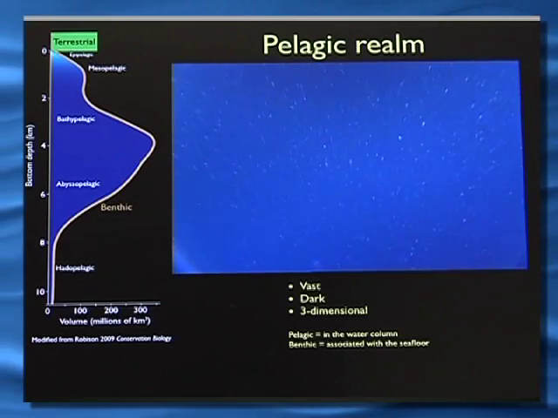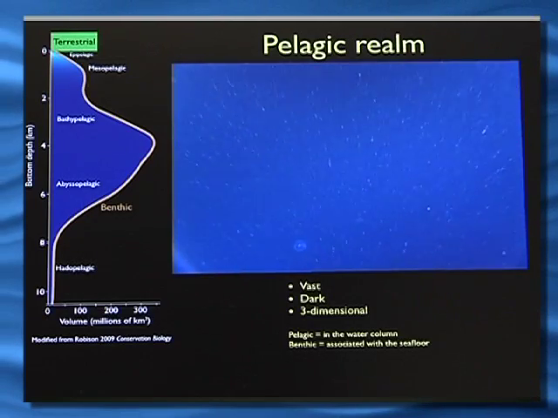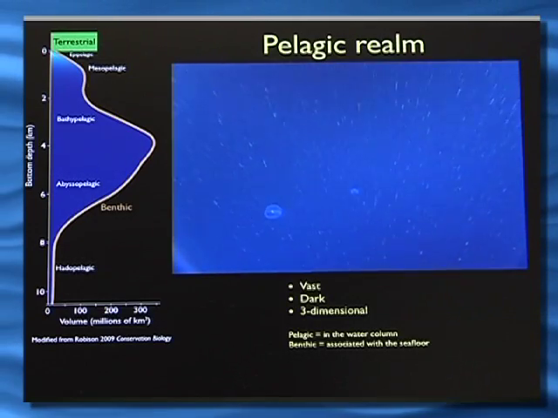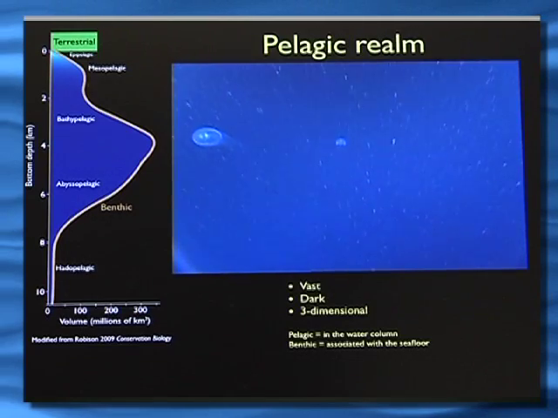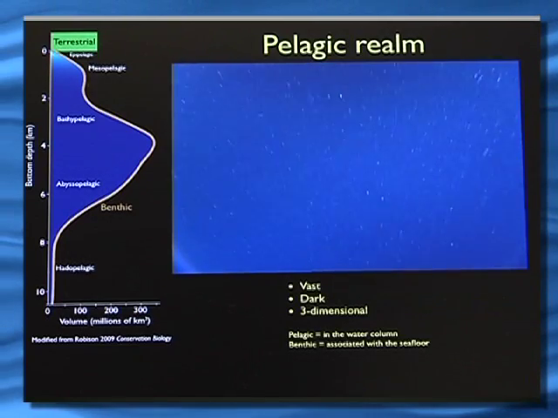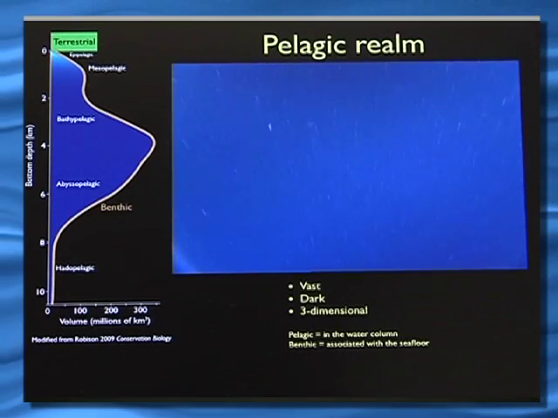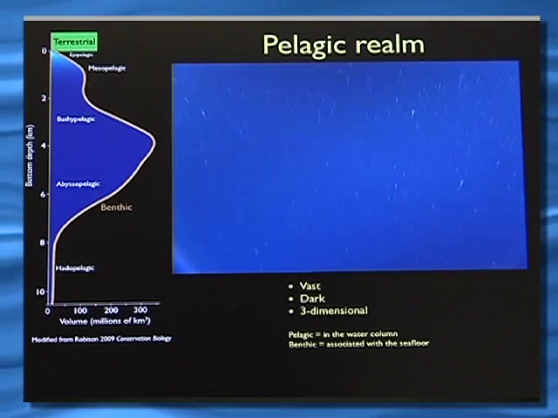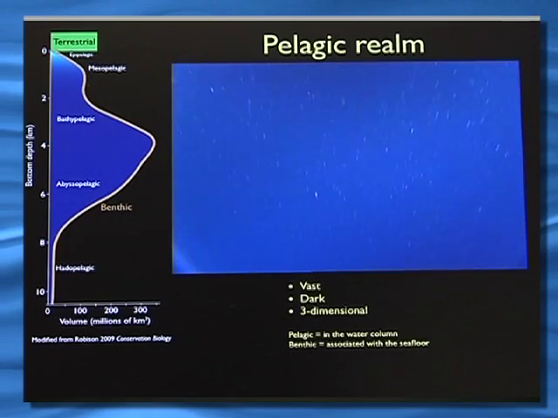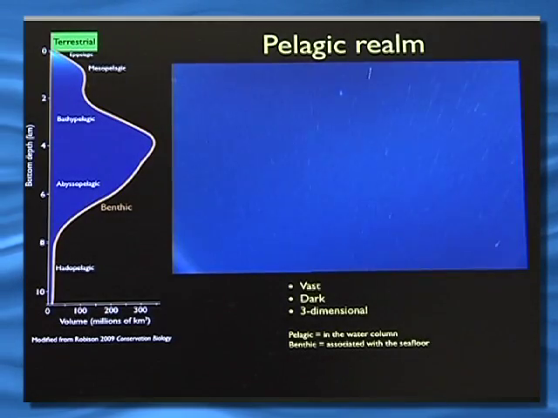Most of the particles that you're seeing there are marine snow: phytoplankton that is sinking down, dead animals, fecal pellets, all kinds of organic matter sinking at various rates down through the water column. And then there are all of these animals in there. So the pelagic realm is huge, right?